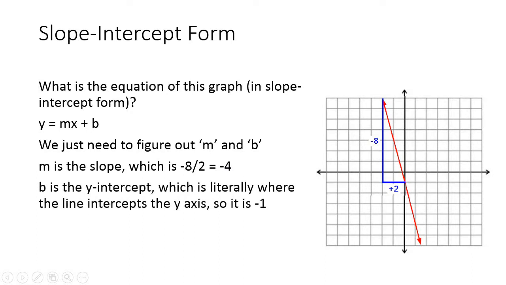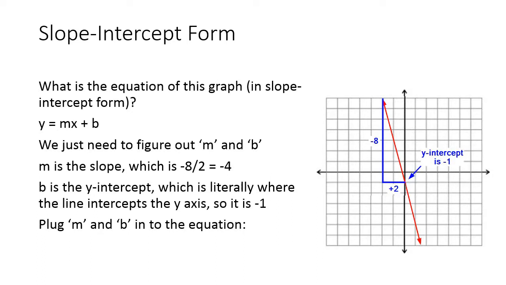B is the y-intercept, again, which is literally where the line intersects the y-axis. So it is a what? Y equals -1. So let's plug m and b into the equation. Y equals -4x minus 1, where -4 is our slope, m, and b is -1. So that is your complete equation for this line shown in red here.